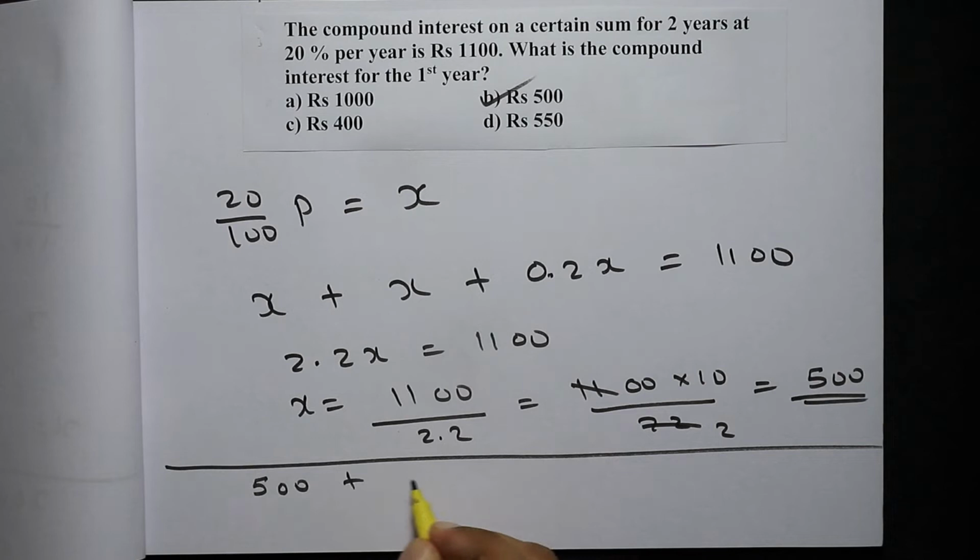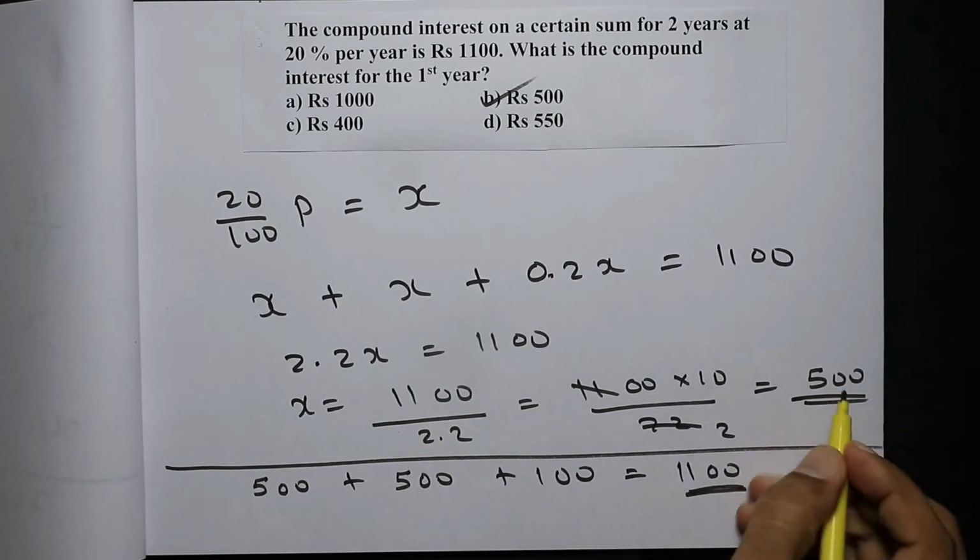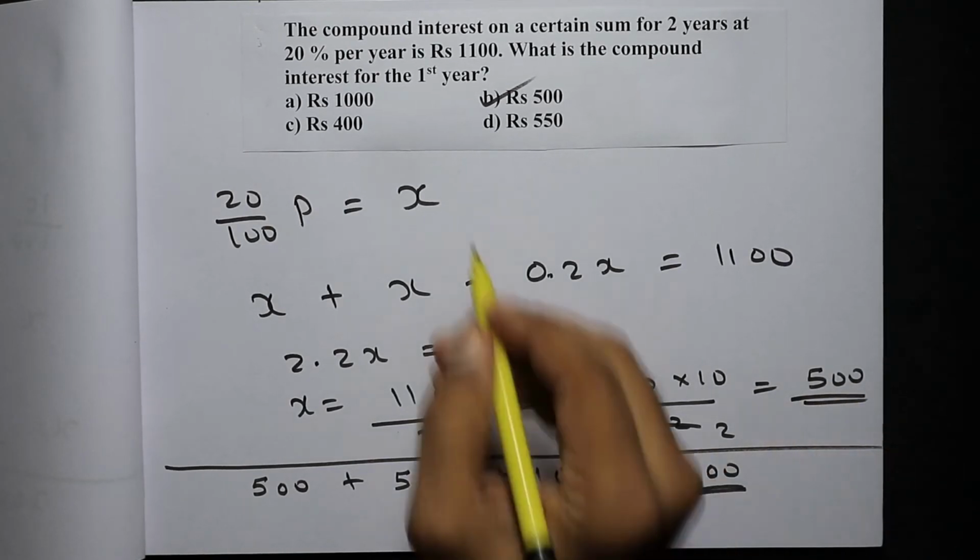Now for the second year's compound interest, you will be getting 500, and you will be getting R percentage of this 500 also. R percentage of first year's interest also you will be getting. That is 20% of 500. 10% of 500 is 50, so 20% will be double, that is 100. So extra 100 you will be getting. So for 2 years it will be 500 plus 500 plus 100, that is 1100. So here also it satisfies. So the compound interest for the first year is rupees 500, option B.